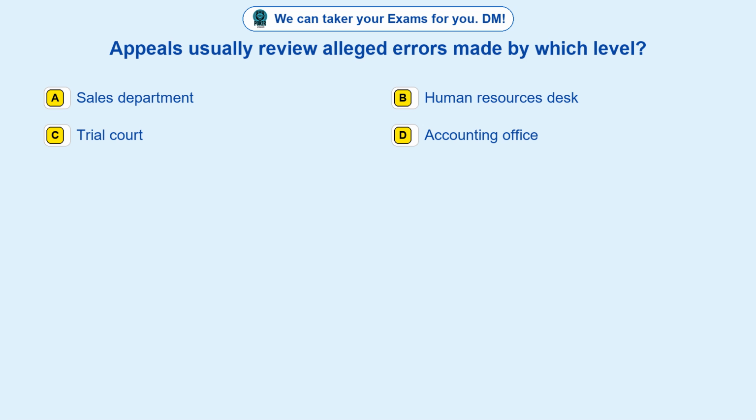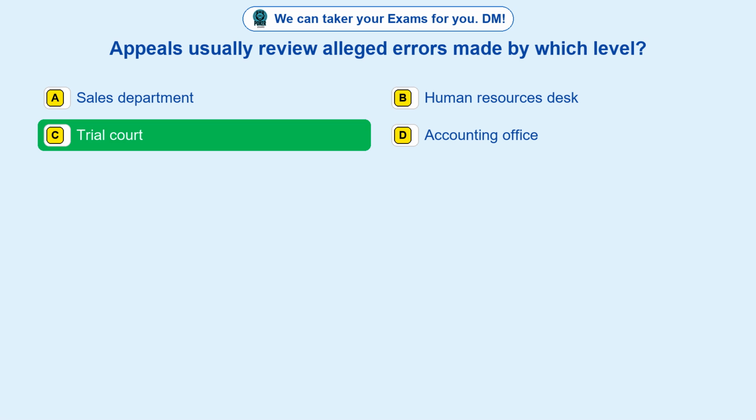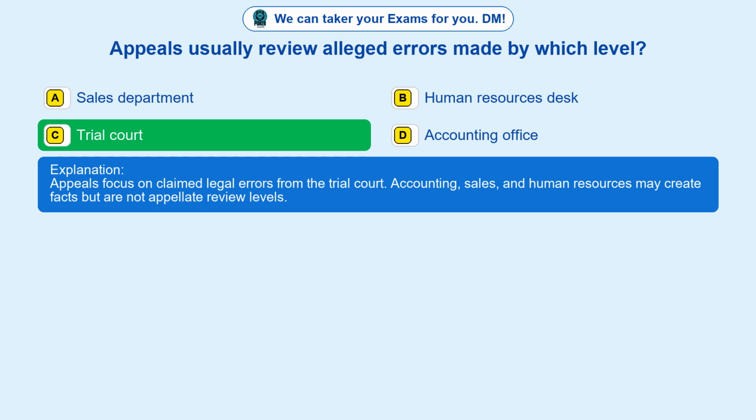Question 39. Appeals usually review alleged errors made by which level? Option A, sales department. Option B, human resources desk. Option C, trial court. Option D, accounting office. The correct answer is option C. Trial court. Appeals focus on claimed legal errors from the trial court. Accounting, sales, and human resources may create facts but are not appellate review levels.